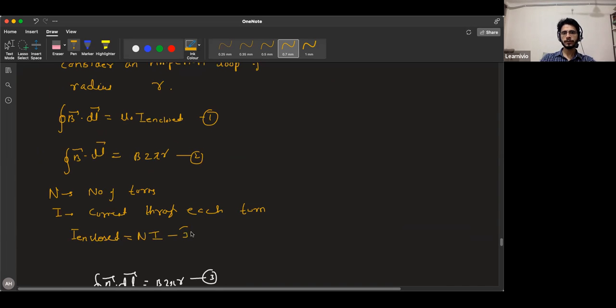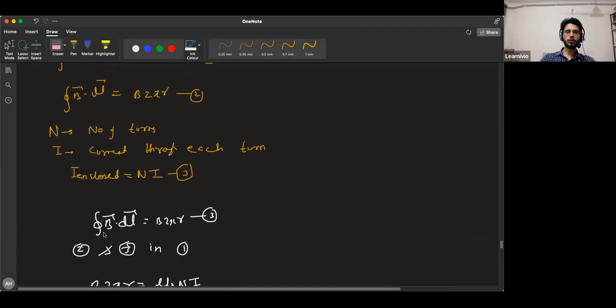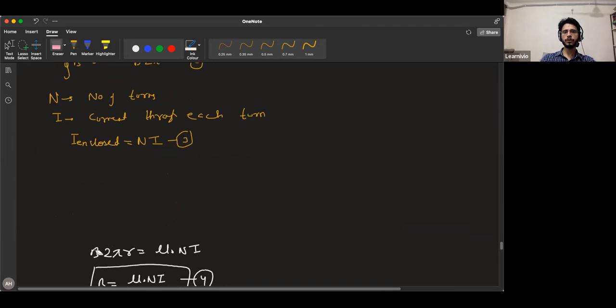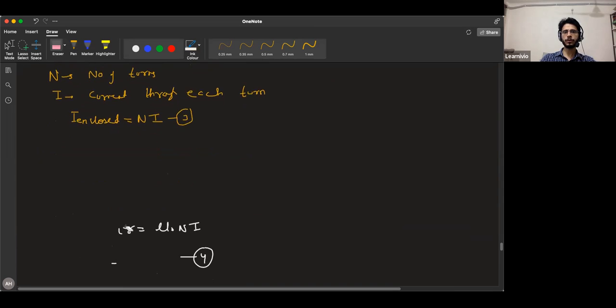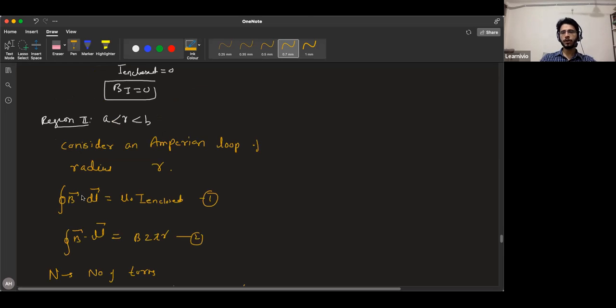Let's call this equation number 3. Next, what we can do is we can just substitute the values here. We can substitute 2 and 3 in 1. So when we substitute 2 and 3 in 1, we will get the value of magnetic field in region 2. So let's substitute 2 and 3 in 1. Mehraj, how much is B dot dl?